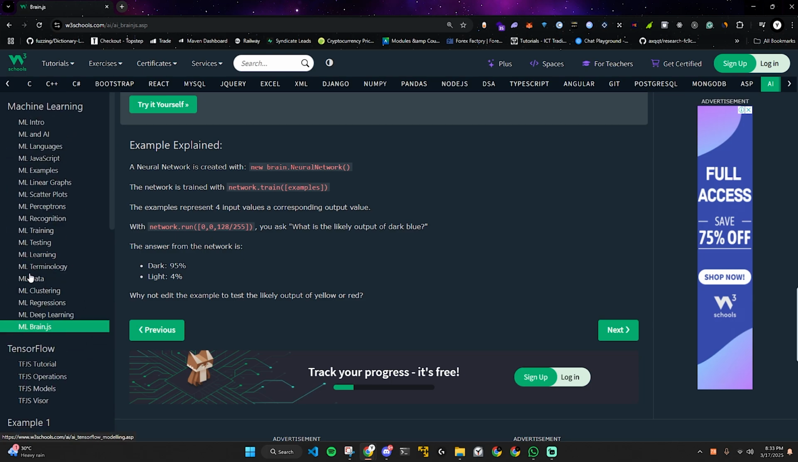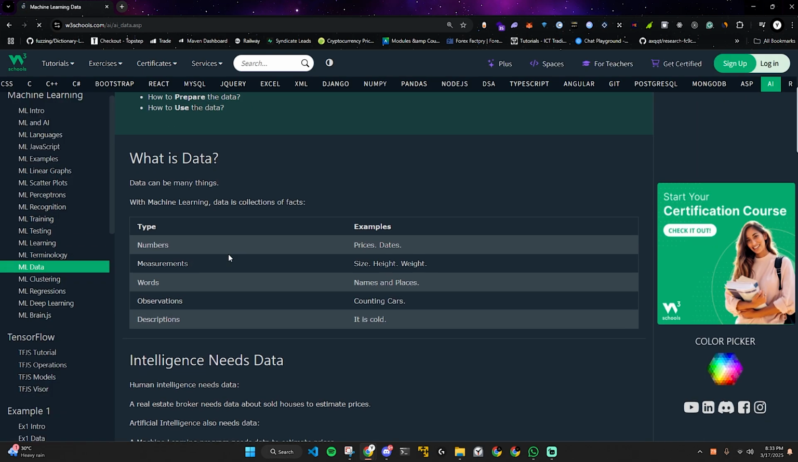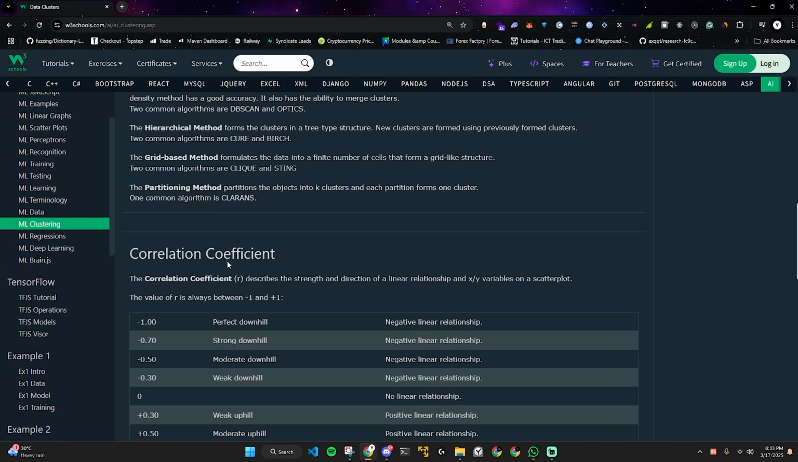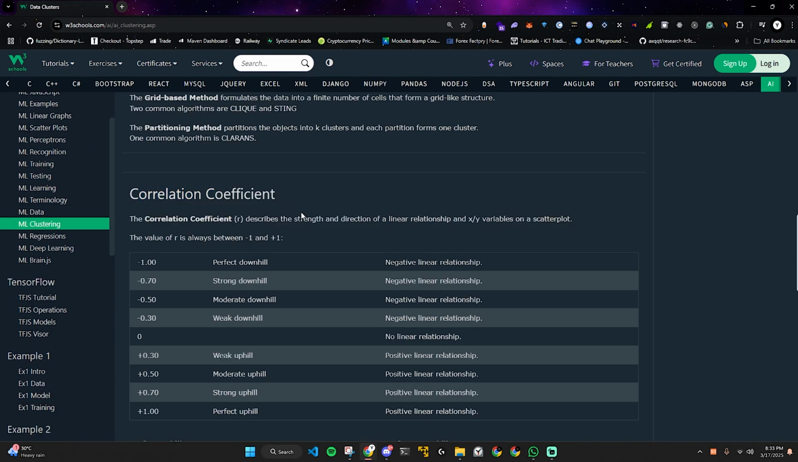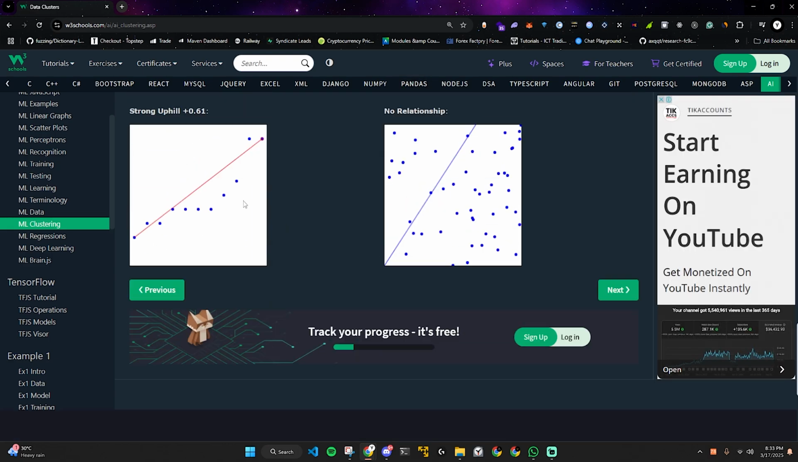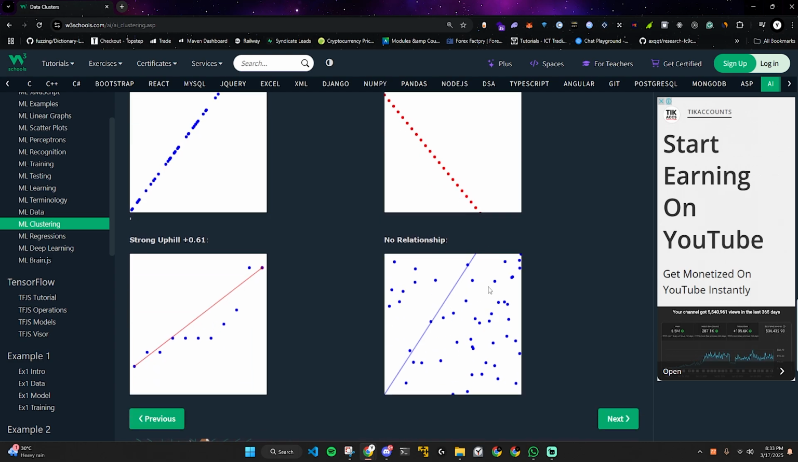So yeah, overall, I think we're pretty much done with this part. So data, let's see what's going on here. Obviously we need data to be pulled from somewhere, so you can just fetch it from an endpoint, or you can give it a CSV file. We know about the correlation coefficient. This is how much of a relationship there is, whether positive or negative, or if there's no relationship whatsoever, like this one right here.